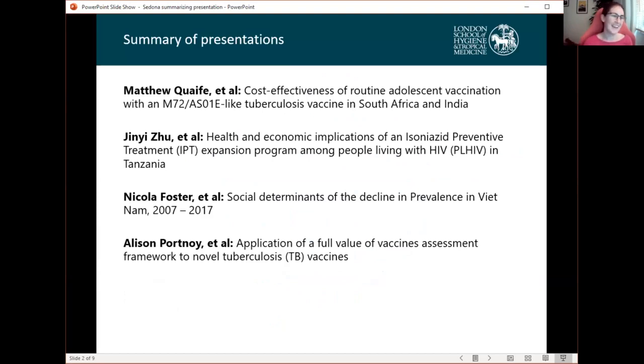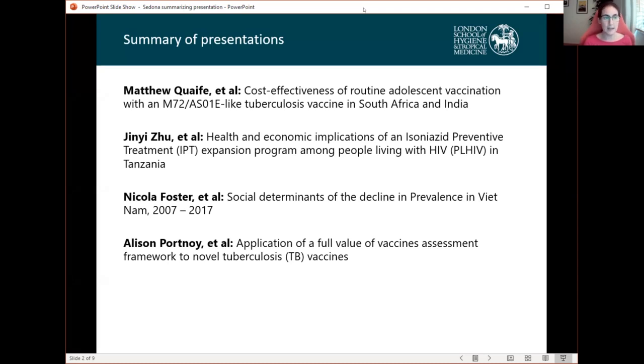So just to summarize, we had 4 excellent presentations, all really on, so the title of the session was the economics of TB in low and middle income countries, but it really could have been the economics of TB prevention in low and middle income countries. So we had Matt and Allison both presented cost effectiveness analyses of vaccination.